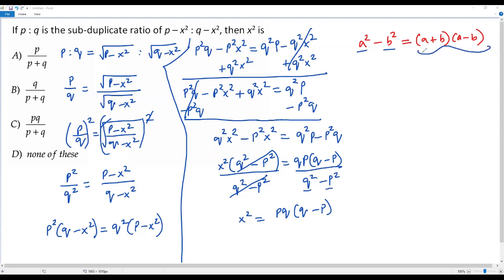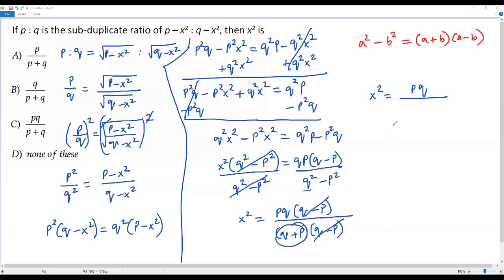So in this factor form, in the place of a we have to write q, in the place of b we have to write p, the same thing over here. Okay, let me do it. Then I'm getting q positive p times q negative p, that is a positive b times a negative b. Here this q negative p will cancel out. Then I'm getting x square equals pq divided by q positive p, which can be written as p positive q. Okay, I have solved for x square equals pq over p positive q.